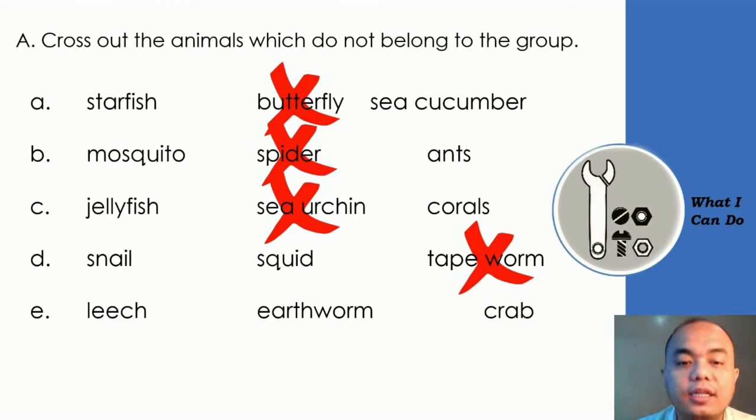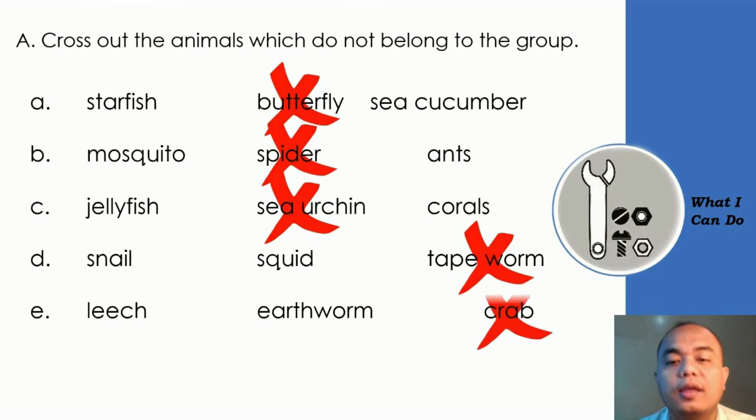Letter E. The leech, the earthworm, and the crab. What should be crossed out? Correct, it's the crab. The leech and the earthworm are both annelids, while crab is an arthropod, under the class crustaceans.